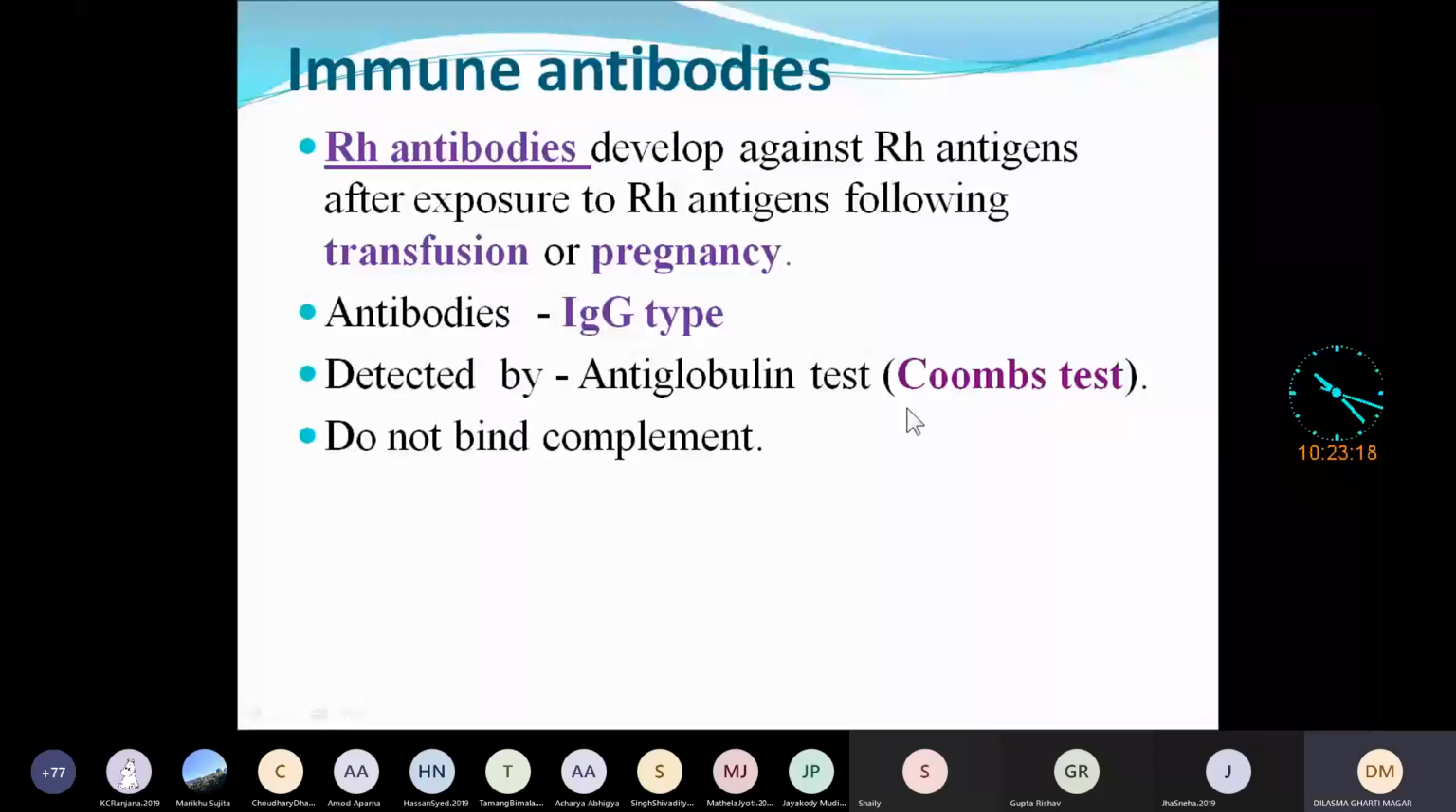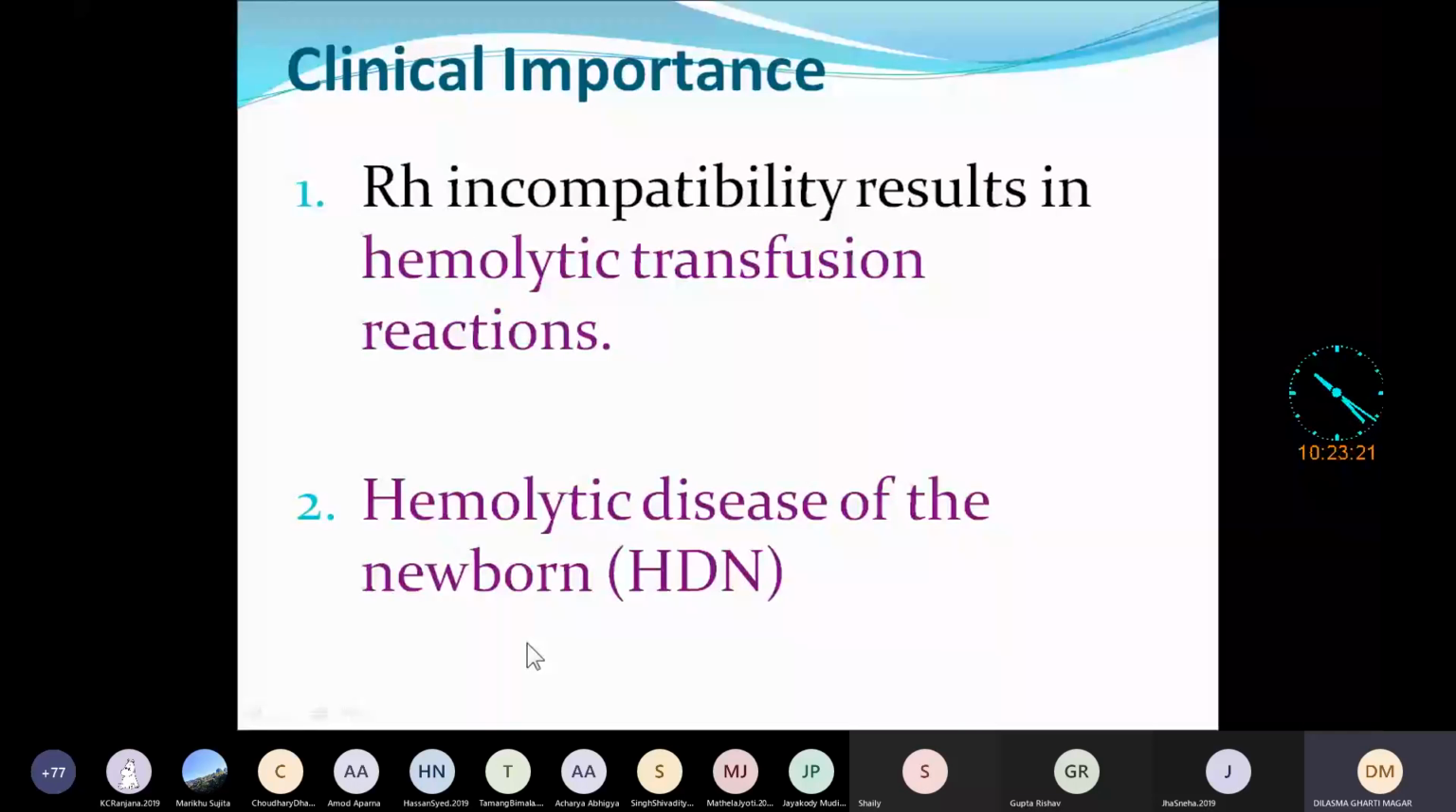Now we'll come to the clinical importance. Rh incompatibility results in hemolytic transfusion reactions and also hemolytic disease of the newborn. So it will lead to two things: a hemolytic transfusion reaction, which occurs at the same time whenever the transfusion is done, and another one, hemolytic disease of the newborn. Hemolytic disease of the newborn means that in the newborn baby or in the fetus, it will lead to hemolysis. That's why it is known as hemolytic disease of the newborn.